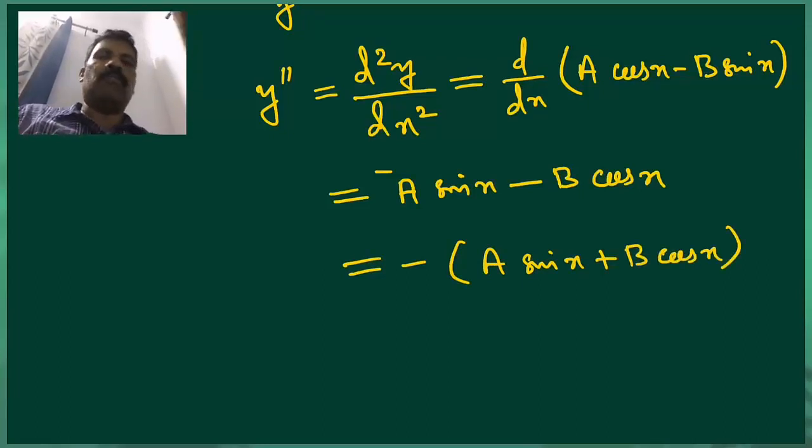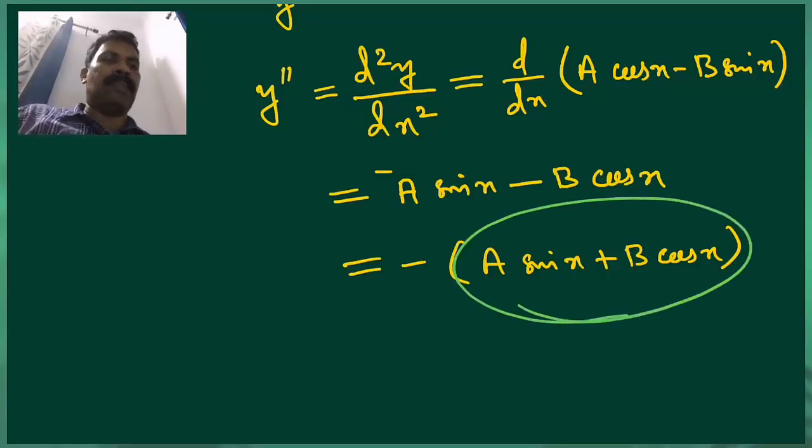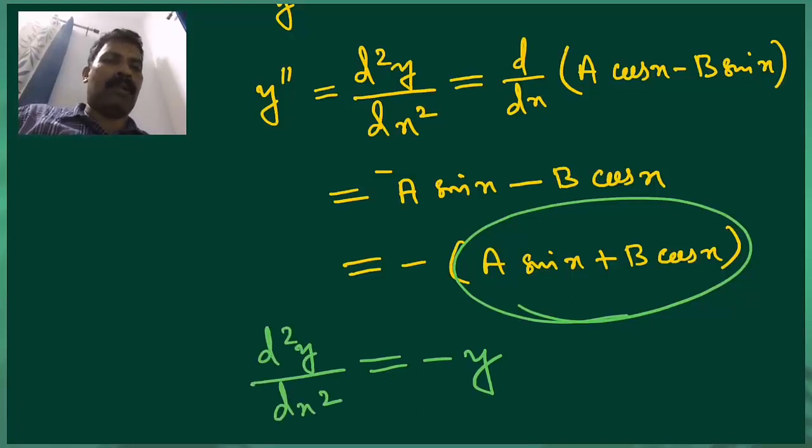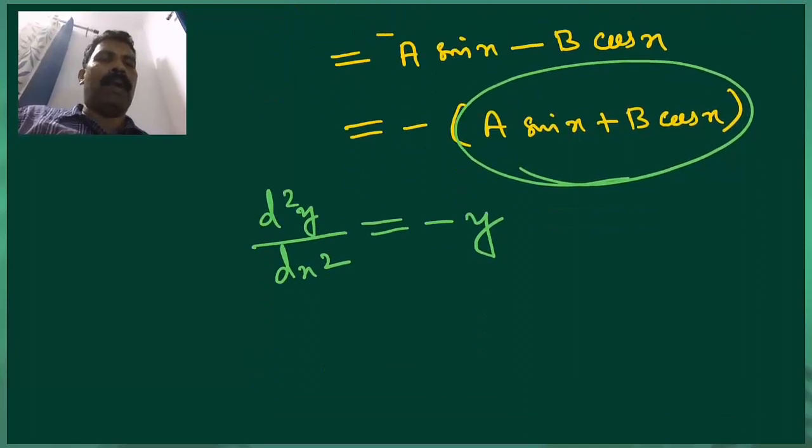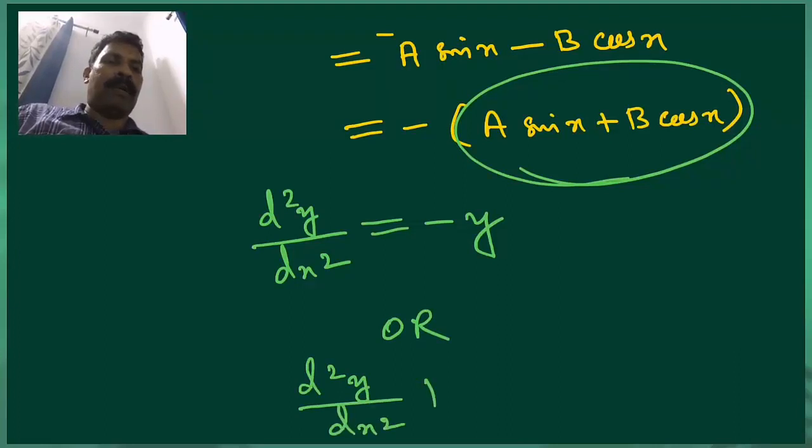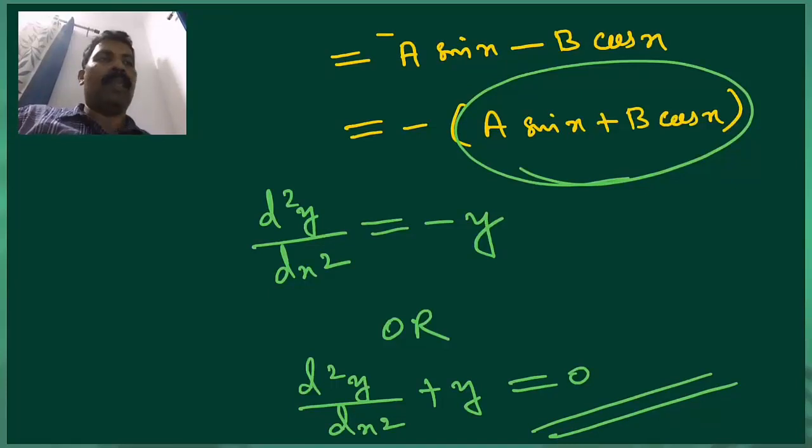And what about this a sin x plus b cos x? That is nothing but y only. So we can write d square y by dx square is equal to negative y, or you can write d square y by dx squared plus y is equal to 0. Hence the proof.